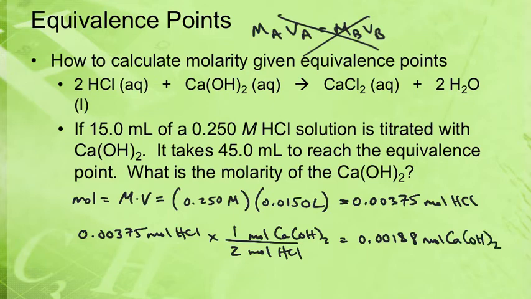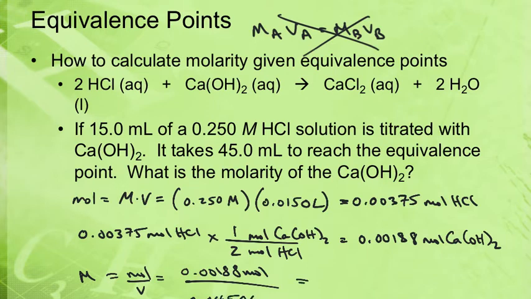Ca(OH)2, okay? And then as far as molarity goes, we need to calculate that by doing moles divided by volume, 0.00188 moles divided by 0.0450 liters. Okay, and we'll round this to 3 significant figures, 0.0417 molar.